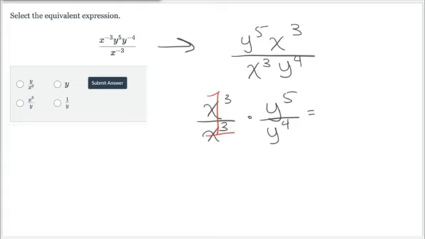And then we're just left with y to the fifth over y to the fourth, which we just saw, when you divide terms with the same base and different exponents, you have to subtract. So 5 minus 4 is 1. So again, we just end up with y here.